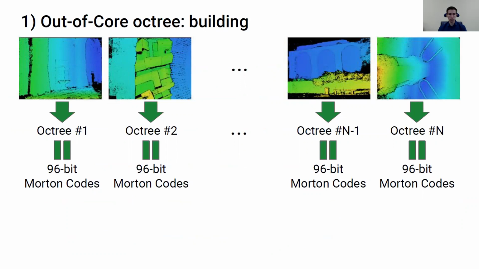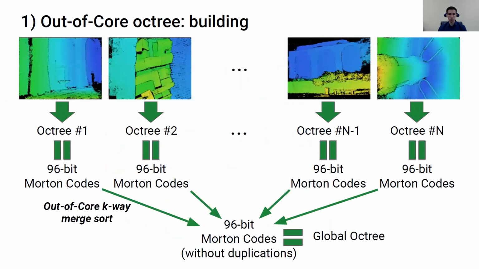And for the sake of the out-of-core property, we process each depth map independently, creating its own octree in the form of a file with sorted Morton codes. Then, to transform these separate octrees into the global one, we combine them using out-of-core k-way merge sort with the elimination of duplicate Morton codes. That is, we eliminate duplicate voxels.